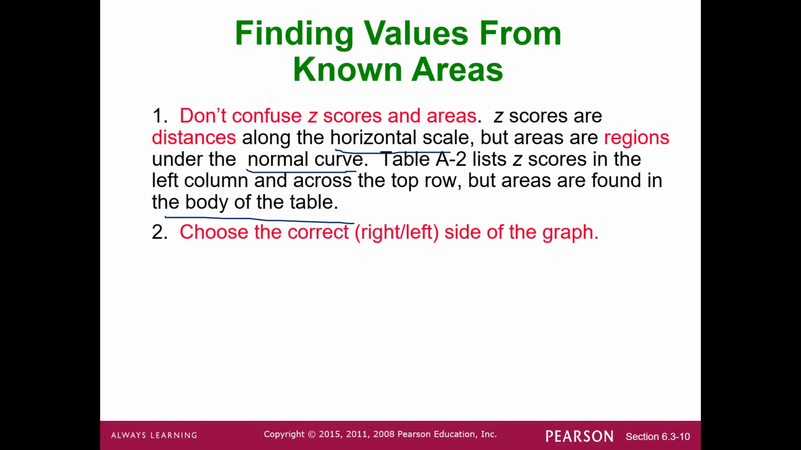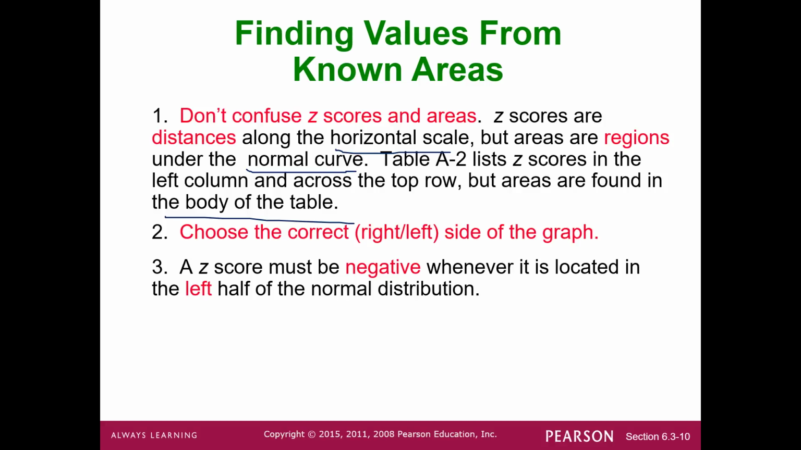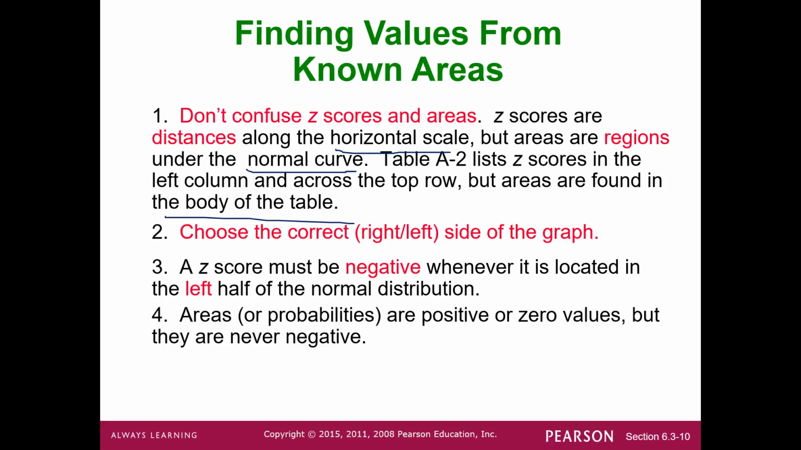Number 2, choose the correct right and left side of the graph. 3, a z-score must be negative whenever it is located in the left half of the normal distribution. And then 4, we also have areas or probabilities are positive or 0 values, but they are never negative. And obviously this makes sense to us, right? Area can never have a negative value, and probability ranges exactly from 0 to 1 as well.